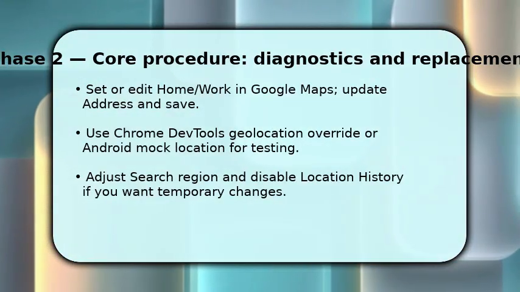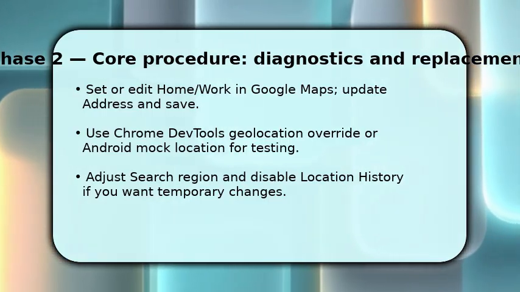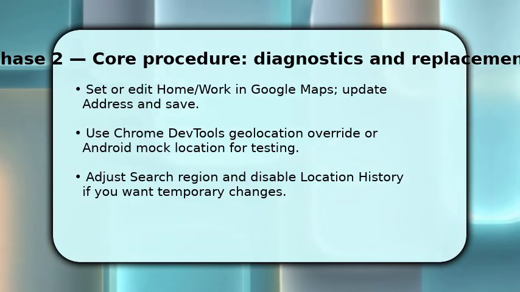In Maps, edit home and work addresses so searches favor that area, and in your Google account, check location history and web and app activity if you want changes to persist.